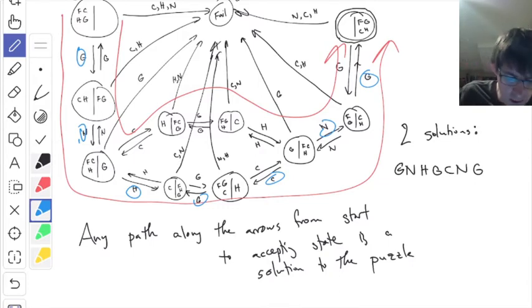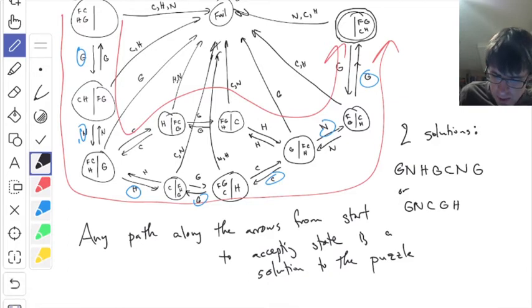But I could have also gone along the inner track. I could have done G, N, and then C, G, H, N, G, right? And this is a different solution, but both are correct. All right. Are those the only two solutions, or are there yet more solutions?